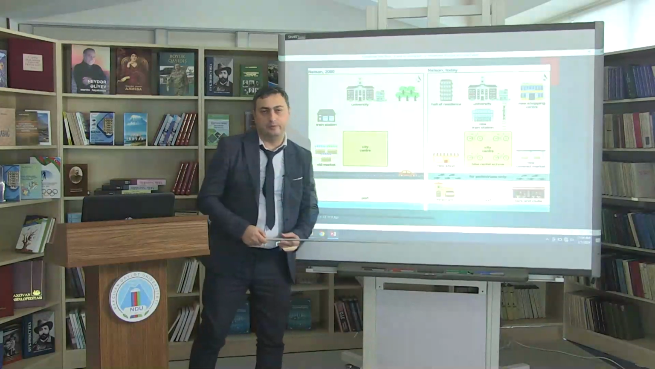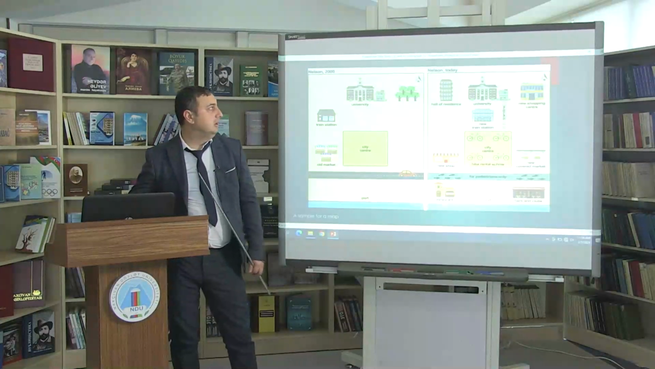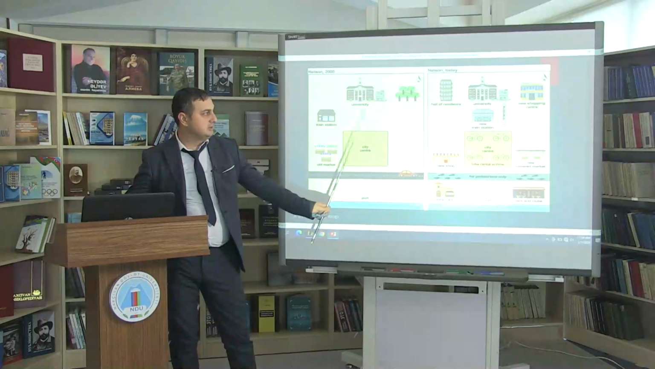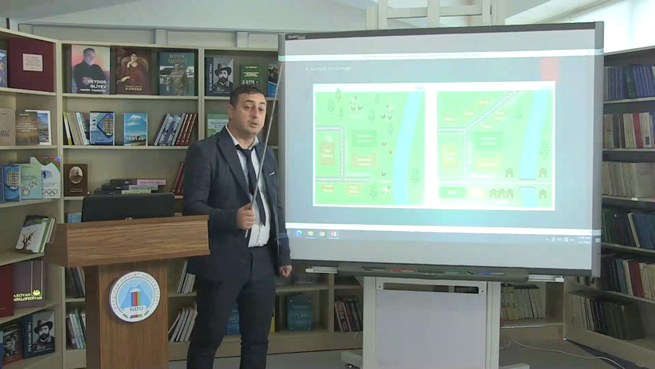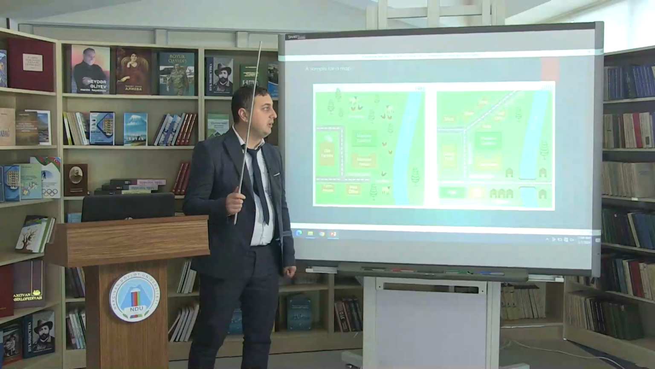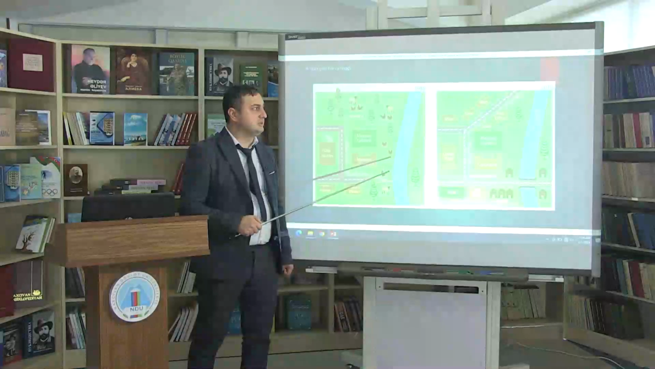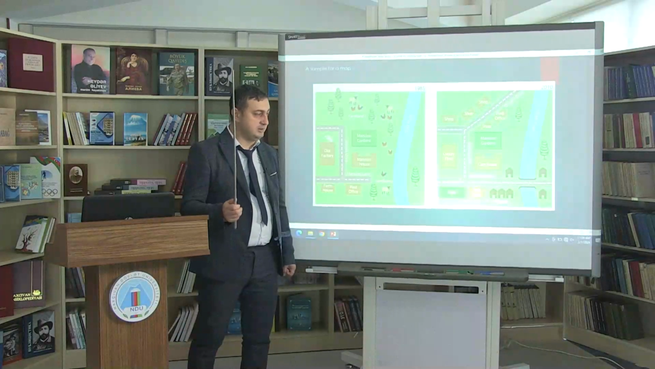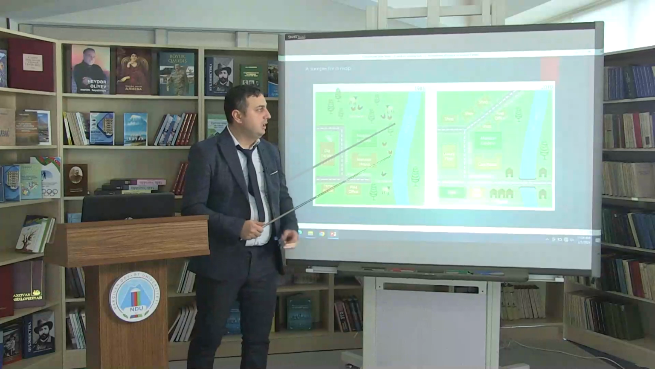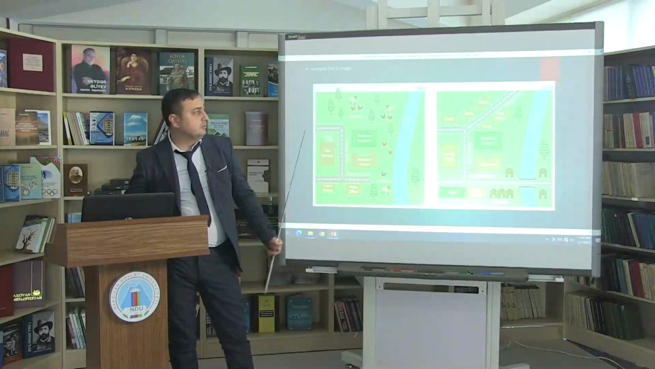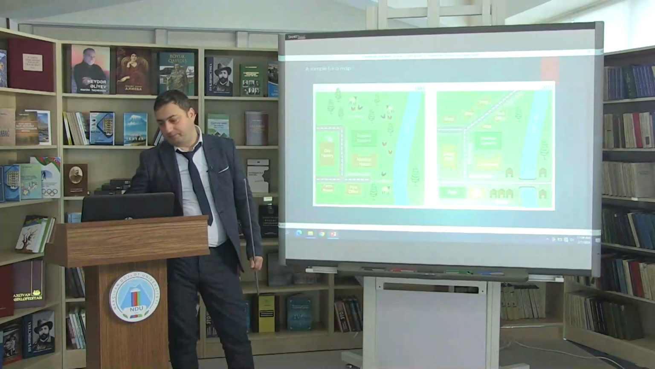So we can write a new text like this. Then there is one more sample for a map, and picture description can also be map description. In this map description we can use direction words like, as I said, on the left, on the right, beside or next to, and other words like in front of. I don't want to explain this again because we have just interpreted the map.